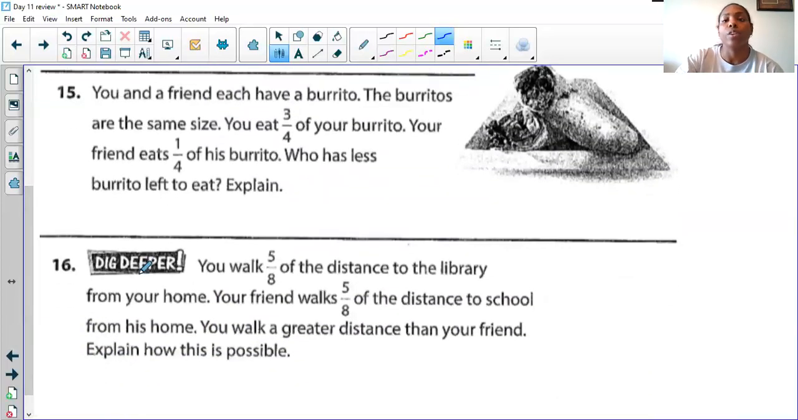All right, question number 15. You and a friend each have a burrito. The burritos are the same size. You eat 3/4. Wow. You eat 3/4. That means you were very hungry. And your friend eats 1/4.